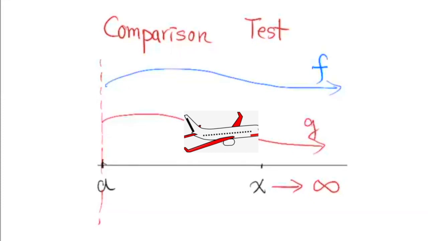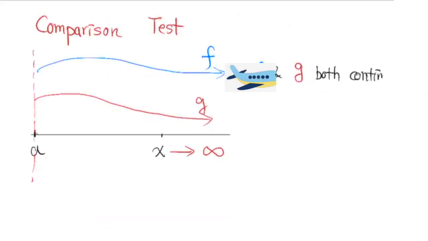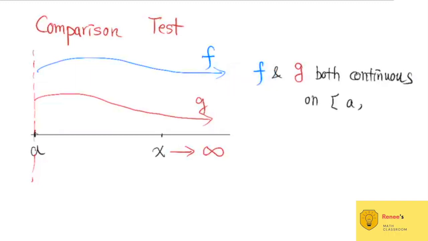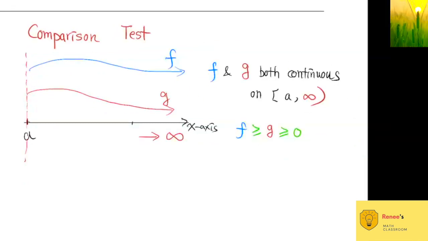The corresponding trajectories for them will be the graphs of f and g, with f greater than or equal to g and g greater than or equal to 0, for all x greater than or equal to a. That is, f and g are both continuous positive functions on the interval from a to infinity. Now let's discover this together.